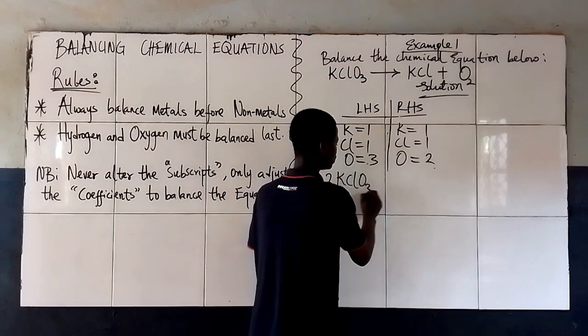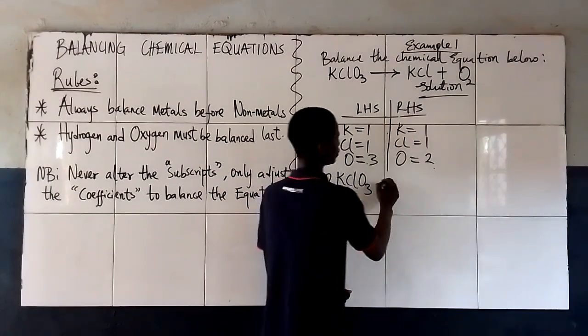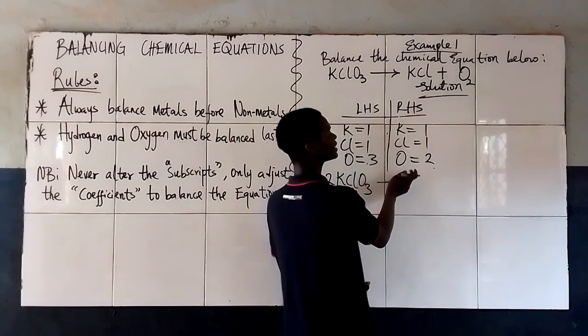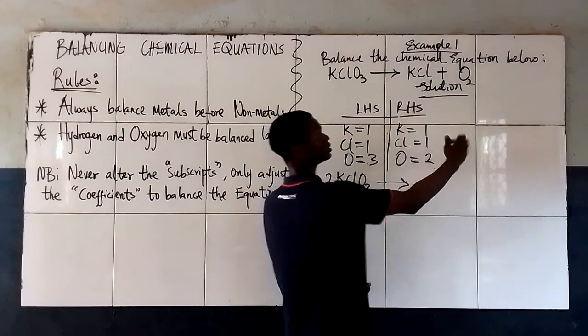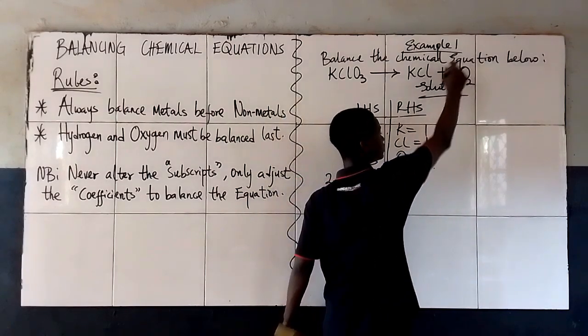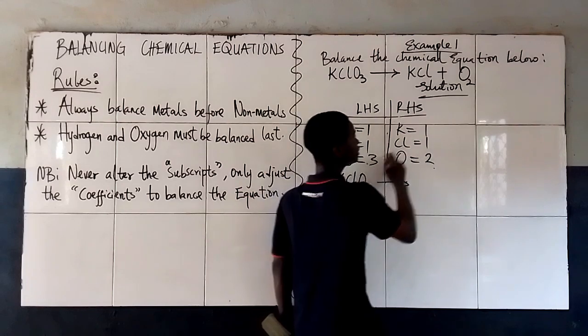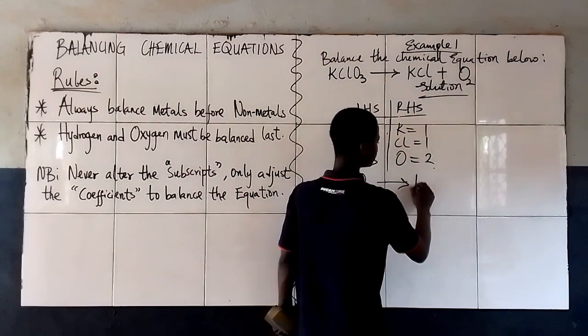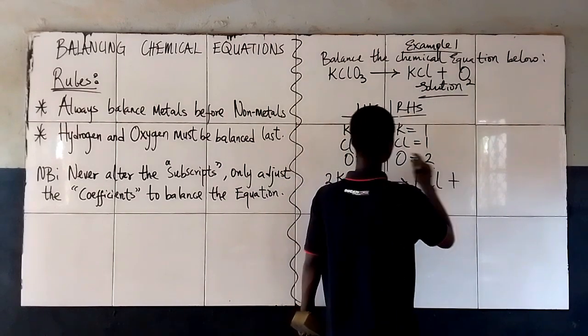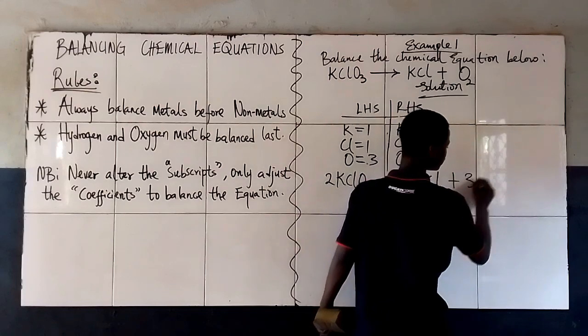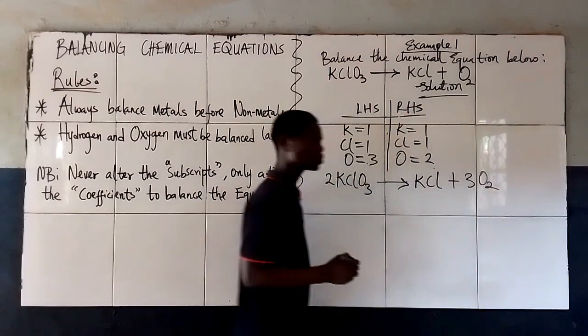2ClO3. Are you seeing that? Giving rise to 3 times the guy carrying oxygen on this side. And oxygen is carried by this component, is it not? So it will be 3 times this. So it will now be KCl plus 3 times this. That is 3O2. So this is what we now have.